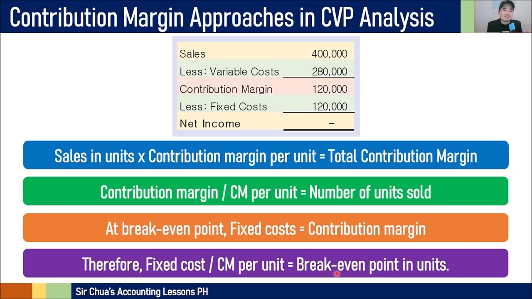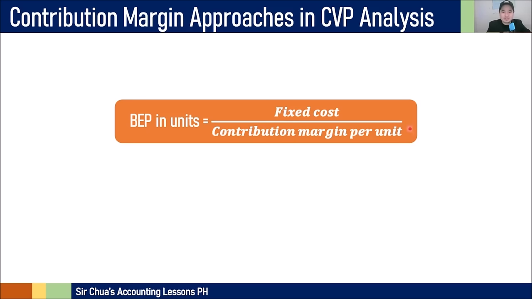And why is the formula like this? If you look again on this green line, contribution margin divided by contribution margin per unit is number of units sold. And at break-even point, this contribution margin is equal to your fixed cost. So you can just substitute it. Your fixed cost divided by contribution margin per unit is your break-even point in units. Ganun lang siya kasimple. Kaya po, ang ating pong formula, ganito. Your break-even point in units is fixed cost divided by contribution margin per unit.